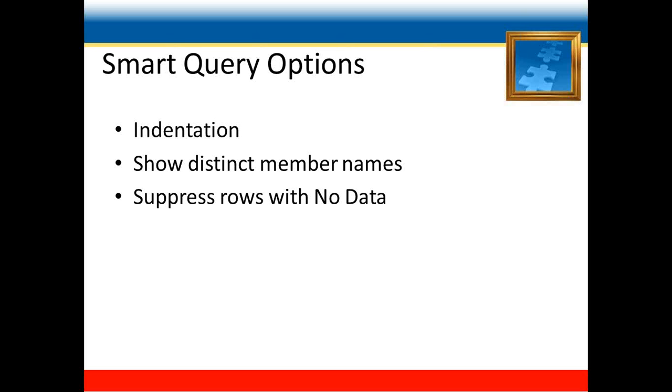The options that you can set while creating a Smart Query are indentation. Then you can show distinct member names. Distinct member names are nothing but fully qualified member names to avoid the display of duplicate member names. And you can also suppress rows with no data. The rows which won't have any data will be automatically suppressed and won't be shown in your report.